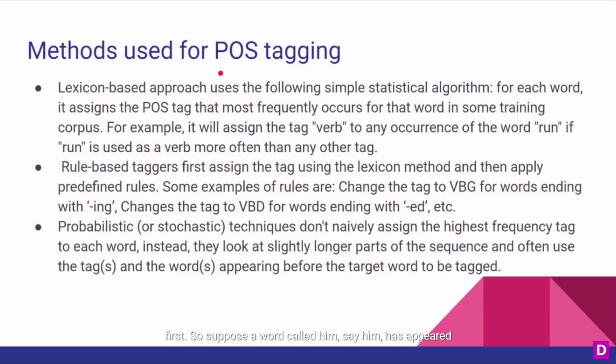Suppose a word, say him, has appeared 10 times in the given paragraph. It will try to tag that word him for the very first time with the proper POS tag. Now, him will be a noun, or we can generally subclassify it as a pronoun. So it will tag that word him as pronoun and it will wait for other occurrences of that same word.